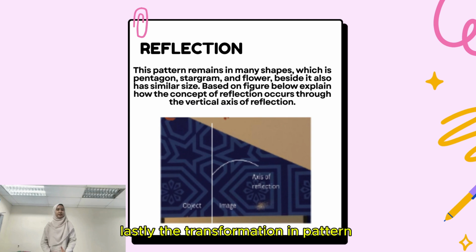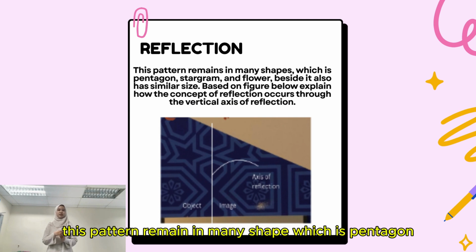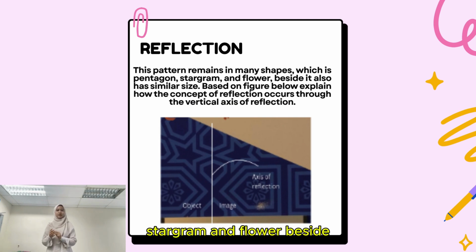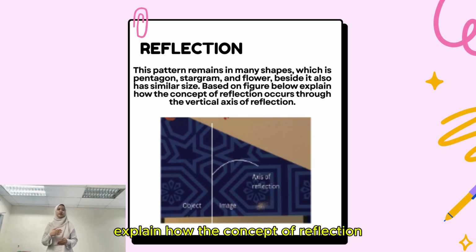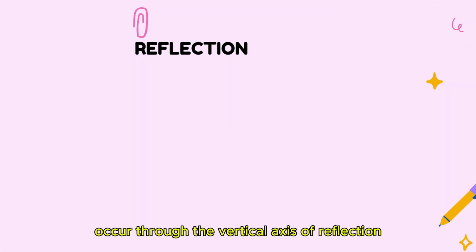Lastly, the transformation in pattern that I found is reflection. This pattern appears in many shapes, which are pentagons, diagram, and flower. Besides, it also has a similar size. Based on the figure below, explain how the concept of reflection occurs through the vertical axis of reflection.